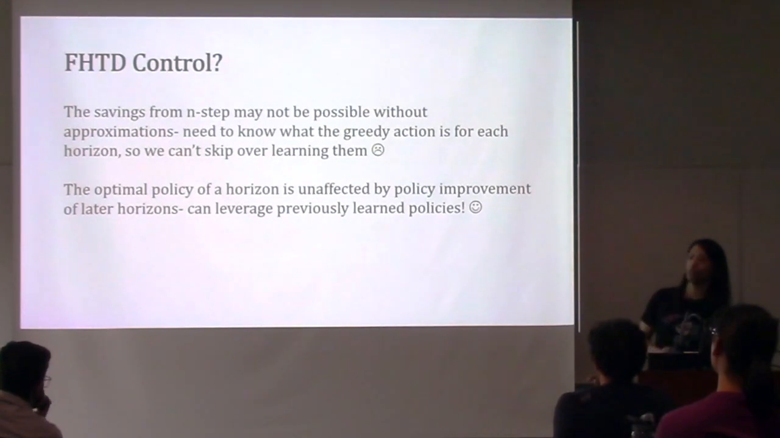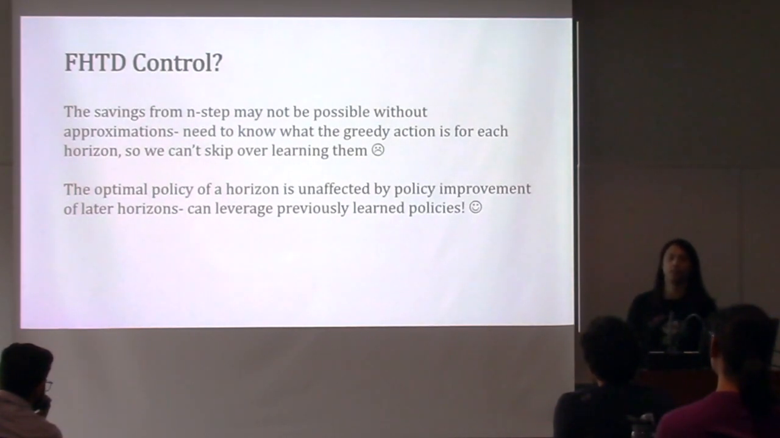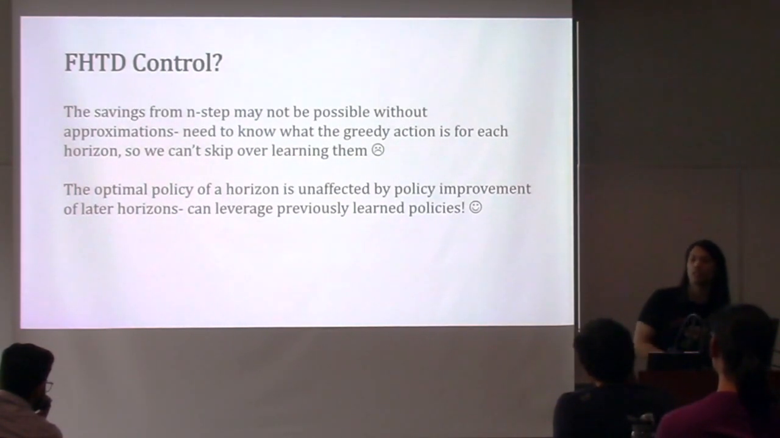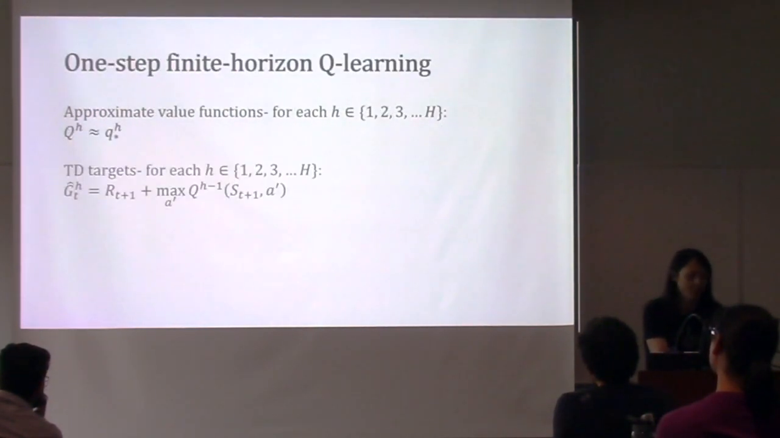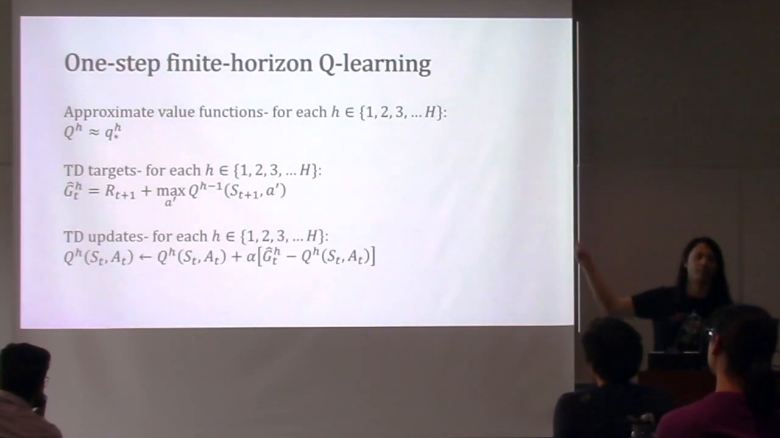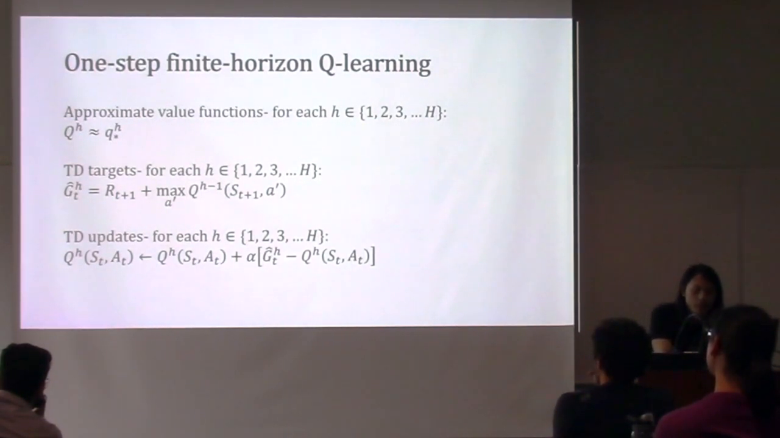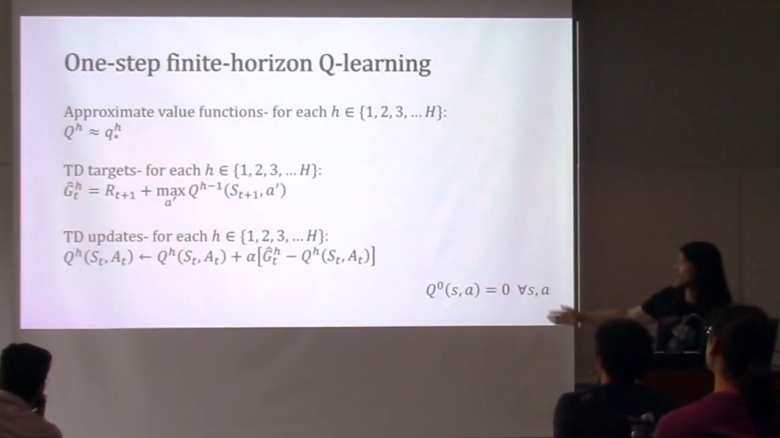So if you know the best thing to do in 2 steps, that's never going to change even if you learn what the best thing to do is in 4 steps. So in addition to leveraging previously learned values in prediction, you can leverage previously learned policies in control. And so 1-step Finite-Horizon QLearning looks pretty much how you'd expect it to look, where it looks like QLearning, but you're doing H value functions and you're bootstrapping off of the horizon before the one that you're trying to update. And so, yeah, again, the values of the 0th horizon are always 0.